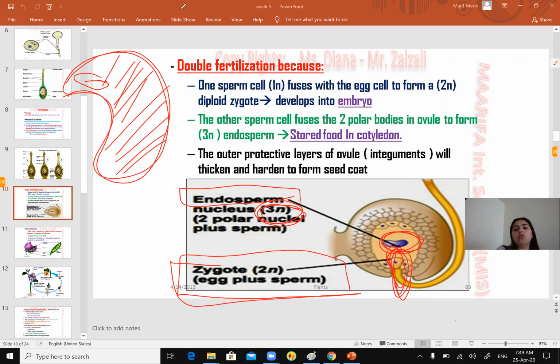One sperm fuses with the egg cell to form a 2N diploid zygote, which develops into the embryo. The other sperm fuses with the two polar nuclei in the ovule to form a triploid cell, the endosperm. It is the stored food and cotyledon.